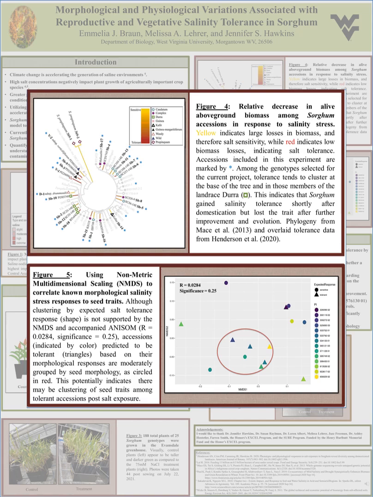However, though not significant, there does appear to be mild clustering of some of the tolerant accessions circled in red on the graph. This may potentially indicate that post-salt exposure, these accessions will be significantly clustered in regards to seed weight, diameter, and color.